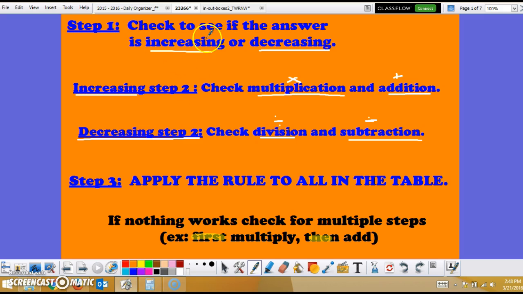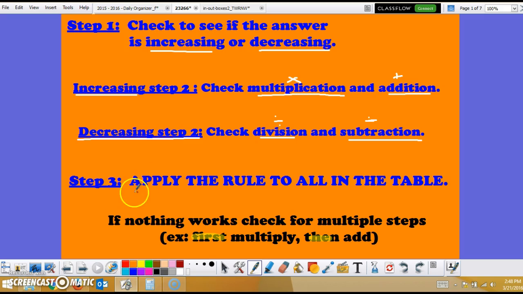Step 1, check to see if your input to output is either increasing or decreasing. If the input is increasing, follow step 2, increasing. Check multiplication and addition, because the only way to increase a number is to multiply or add. Step 2, decreasing, would be check for division and subtraction, because the only way that you can go lower on a starting number is by dividing or subtracting.